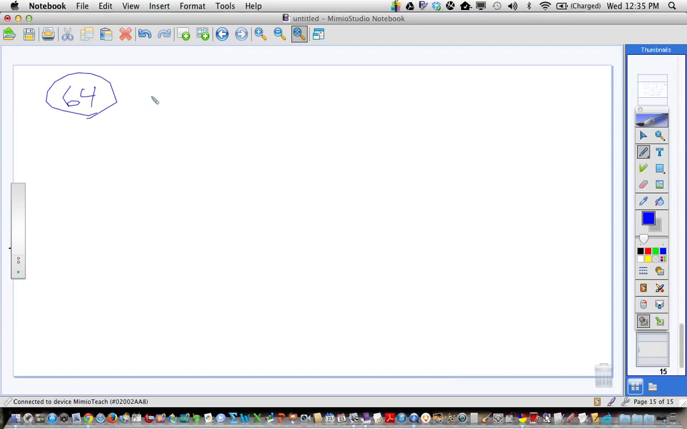Number 64 says j of x equals a e to the kx, and they tell you that j of 1 is 5, and j of something else is 10. So this is a little bit like 58, a little bit like some of those other ones. What do you think of when you see j of 1? What do you think to do? Plug a 1 in for x, right? Hopefully that's what you think of.